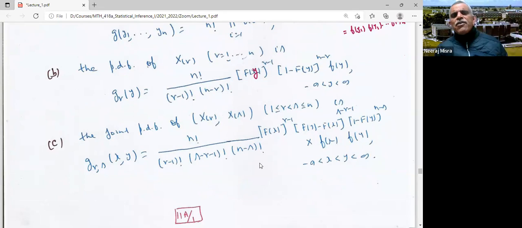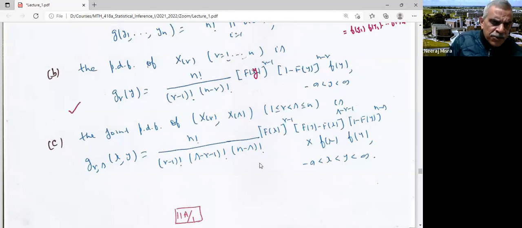So the joint PDF of the rth and sth order statistics, where r is less than s, is given by factorial n over factorial r minus 1, factorial s minus r minus 1, factorial n minus s, times F(x) to the power r minus 1, times F(y) minus F(x) to the power s minus r minus 1, times 1 minus F(y) to the power n minus s, times f(x) f(y), for minus infinity less than x.